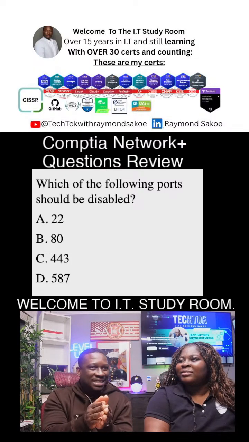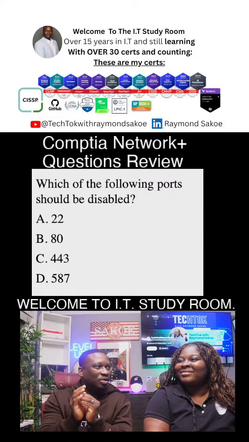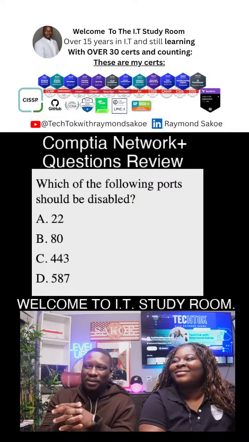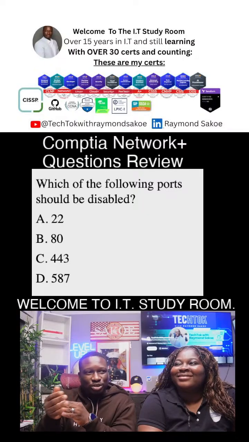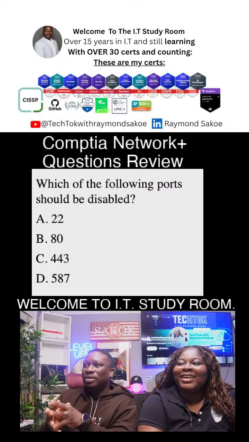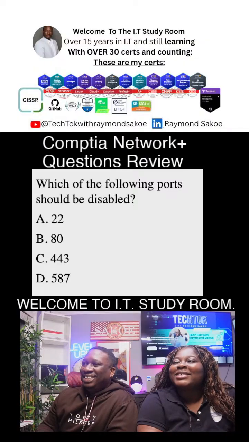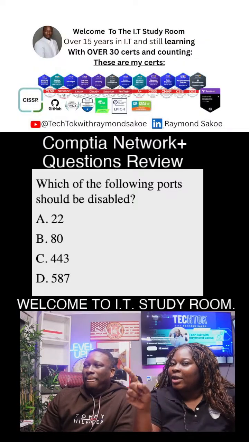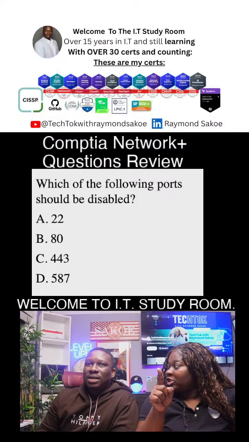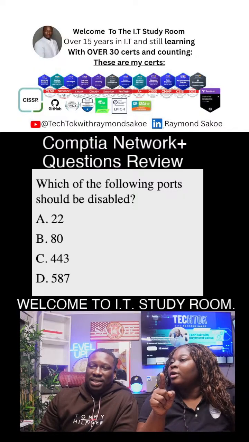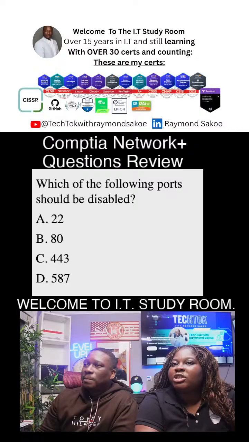If you use port 80, anyone that is sniffing the packets would see anything that is going on, right? But in order for you to hack 22 and all that, you might need more skills. Port 80 is what, HTTP or HTTPS? HTTP. Okay, 80 is HTTP.